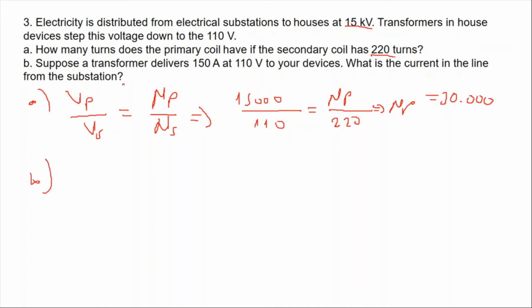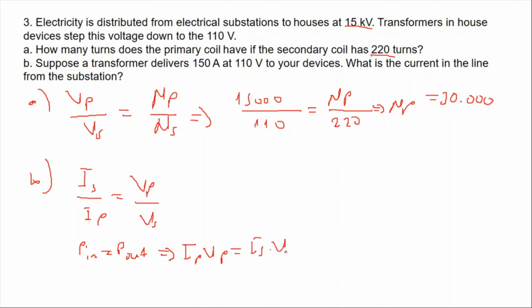B. Suppose a transformer delivers 150 amperes at 110 volts to your devices. What is the current in the line from the substation? It means it is asking for the primary current. For this, we are going to use I secondary divided by I primary equals V primary divided by V secondary. This formula comes from P in equals P out. We assume that these are ideal transformers, and input power equals output power. It means I primary times V primary equals I secondary times V secondary.